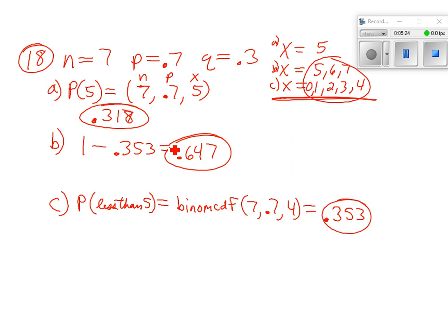Now, on B, we could have found the probability of 5, which we already have, and then found the probability of 6 and the probability of 7, added them all up, and then took that answer and subtracted from 1 to get this answer. I don't know which way is easier, but if you want to use the calculator more.